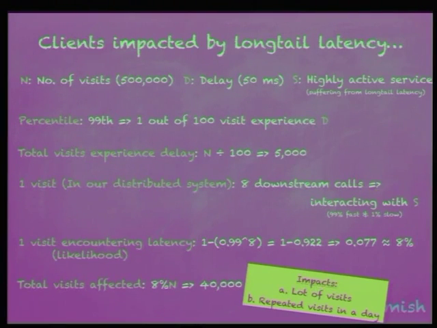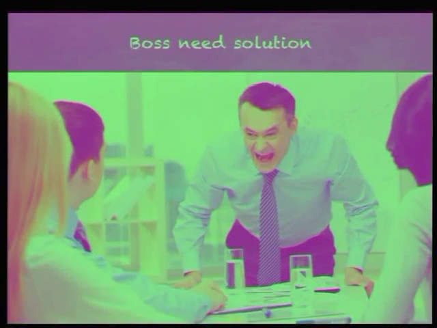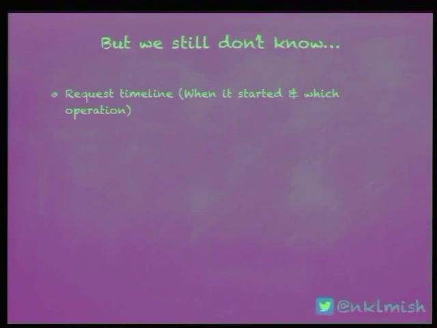So Bob was happy to find out that there was some small progress. However, when he went to the boss, the boss really needed a solution to address this problem. But Bob still didn't know the request timeline. That is, when the problem started, how many services were involved, which operations were involved, how many of them were in the call graph, and how many of them were in the critical path.